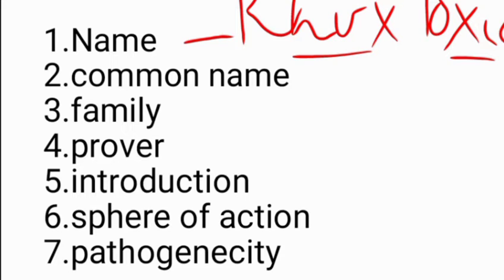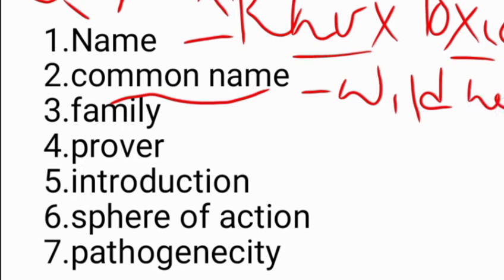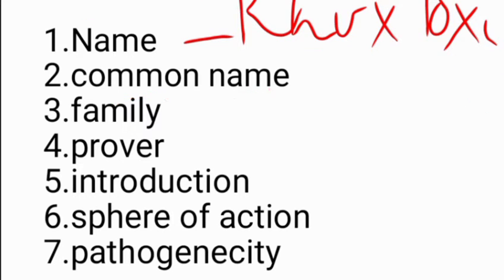Then the second point is the common name. Write the common name of that drug. If we take Bryonia, the common name is wild hops, and you should write that in your exam. Third is the family. In family, which type of family is it? Solanaceae, Liliaceae, or Compositae? You should write the family of that drug.